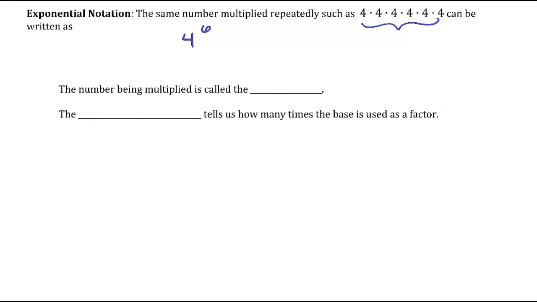The number that's being multiplied, we call that the base. So in this case, 4 is our base. The exponent is what tells us how many times that base is being used as a factor, how many times we are multiplying that base by itself. So that's our exponential notation.